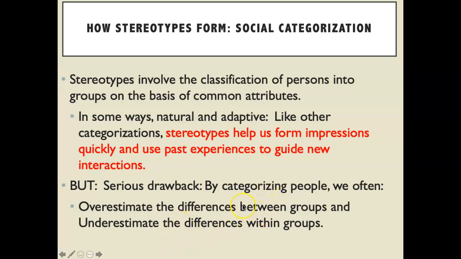And we also, if we have a stereotype, these people are this way, we're going to be overestimating the differences between groups, between them and us, between that group and another group. So that's this kind of serious drawback of pigeonholing individuals, because when we apply a stereotype, we're completely ignoring the existence and the fact of individual differences between people.